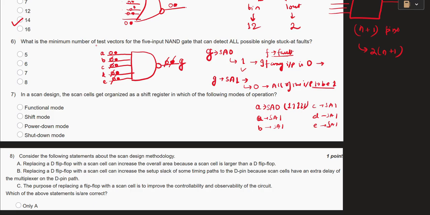Why am I giving it 1? I am giving it 1 to sensitize this input. Sensitizing means to give an input which is different from the stuck-at fault. So if this is stuck at 0, I am giving it as 1, and all other inputs need to be given as 1, so that this fault can be propagated through this NAND gate.